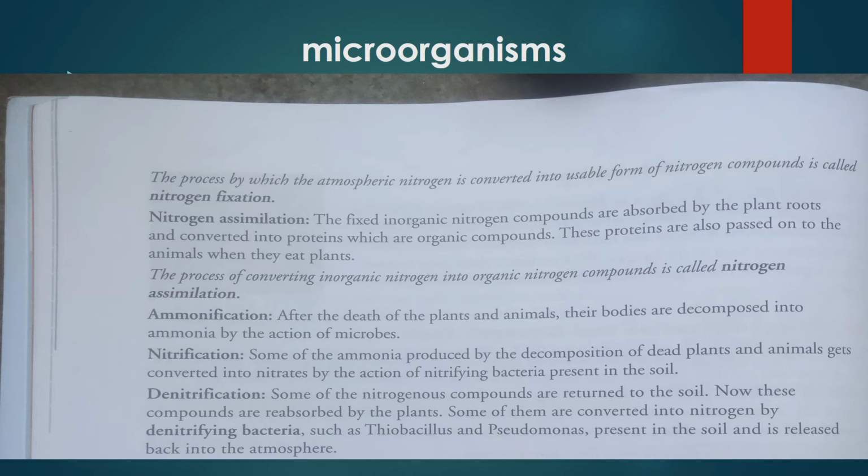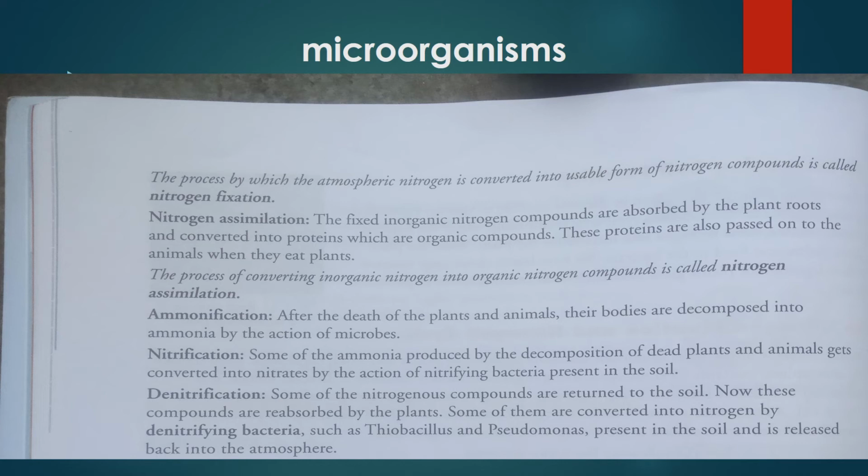So the process of converting inorganic nitrogen into organic nitrogen is called nitrogen assimilation. Organic means that when nitrogen is present inside a living body, then we can say organic. Like a plant, when it absorbs this inorganic nitrogen from soil, it can convert it into protein, and this is called an organic nitrogen compound. And the process is called nitrogen assimilation.